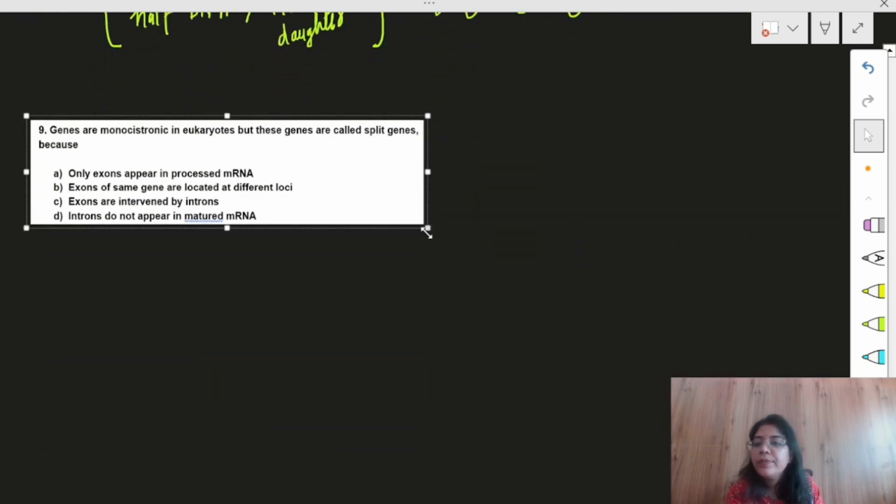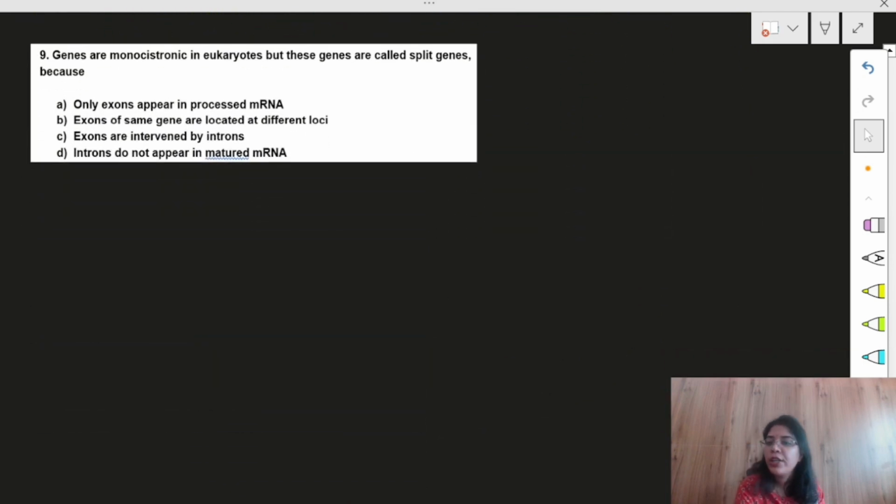Then genes are monocistronic in eukaryotes, but these genes are called split genes because of what? Only exons appear in the processed mRNA. Exons of the same gene are located at different loci. Exons are intervened by introns, and introns do not appear in mature mRNA.